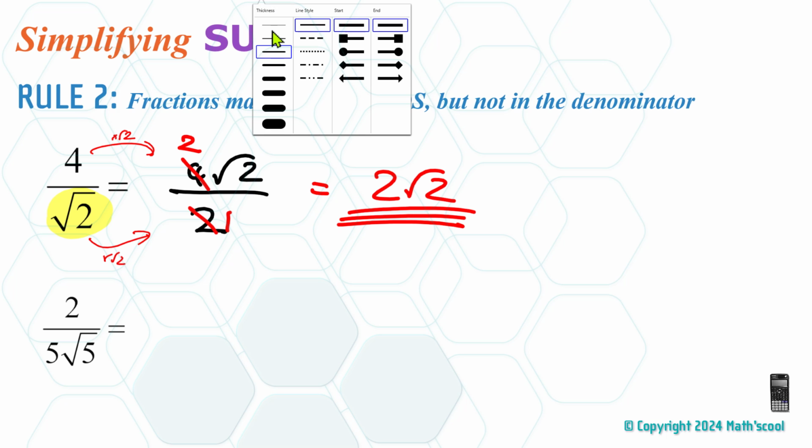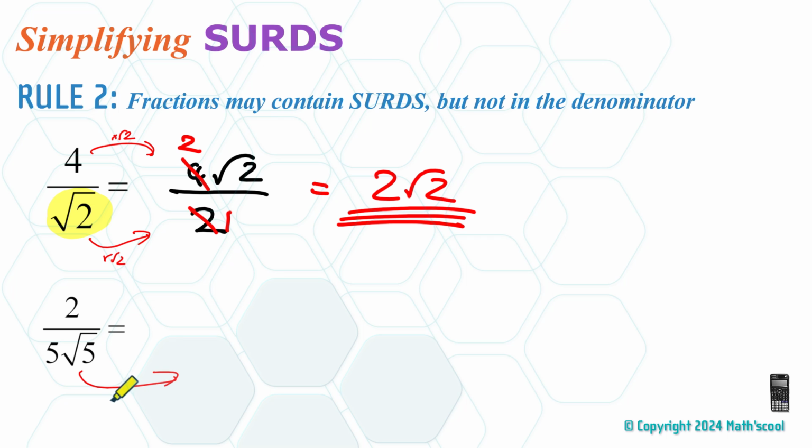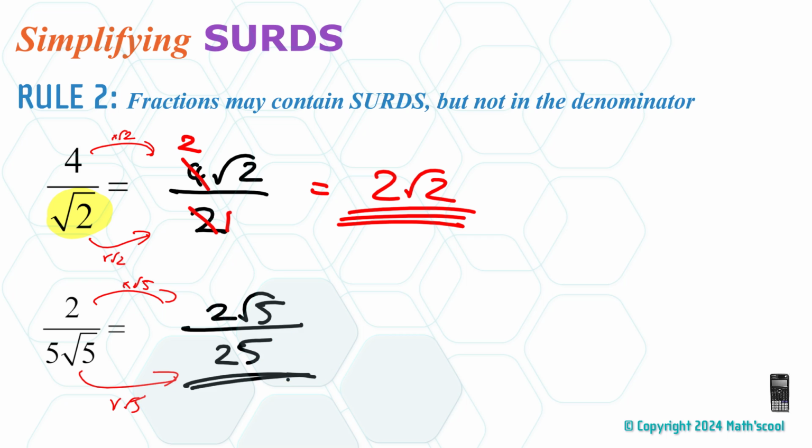Same here. We're going to multiply top and bottom by root 5. So times root 5 and times root 5. And that should get rid of the square root. So on the top we're going to get 2 times root 5. On the bottom we're going to get 5 times root 5 times root 5. Now the root 5 times the root 5 is going to give us 5, but then there's another 5, so that gives us 25. That doesn't cancel down anymore. So we're just going to leave it like that. It's fine because there's no square root left in the denominator.